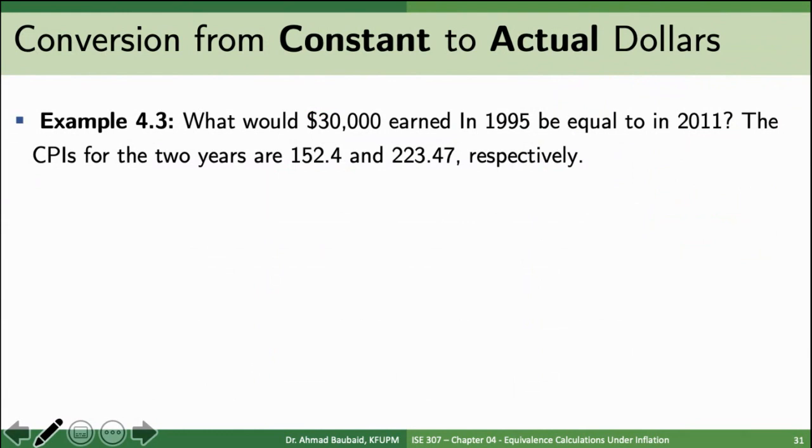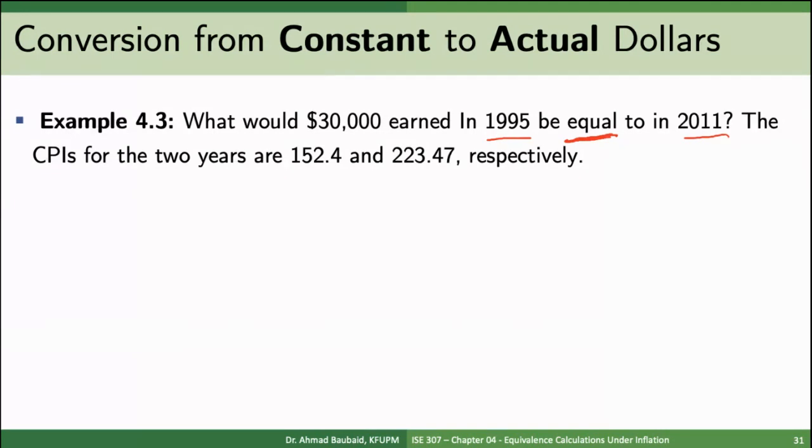So if I ask you the following question, what would $30,000 earned in the year 1995 be equal to? And when I say equal here, I mean really equal in purchasing power. The book just says equal for some reason, but I was hoping the book was more specific about what it means by equal. Equal in this case means equal in terms of purchasing power, so equal exactly in terms of the amount of stuff that you can buy. And so it's asking, what would this amount back in 1995 be equal to in 2011?